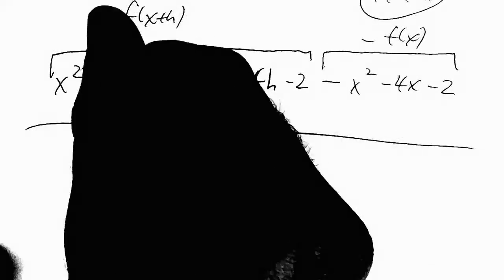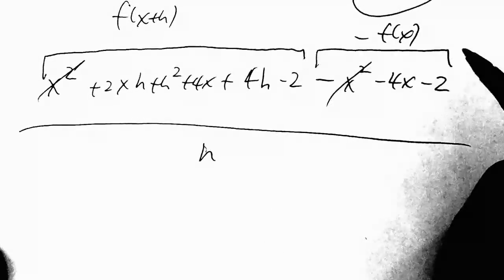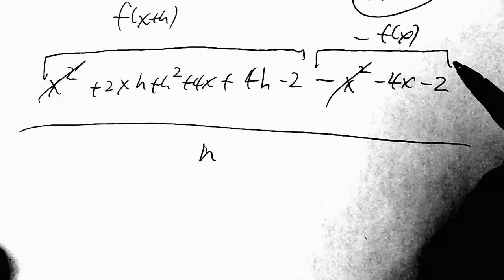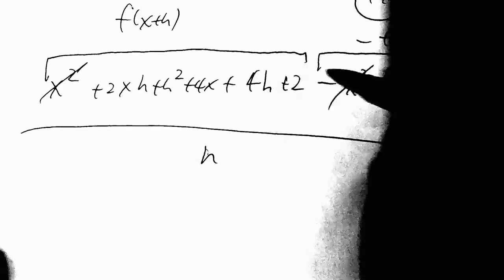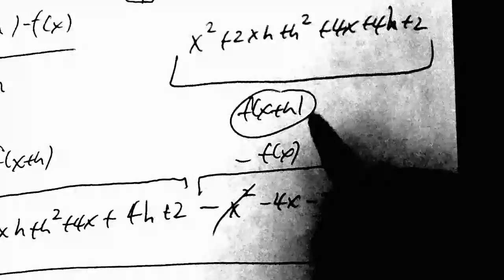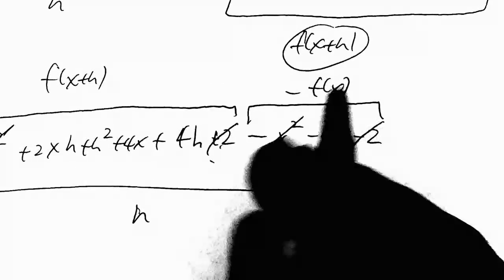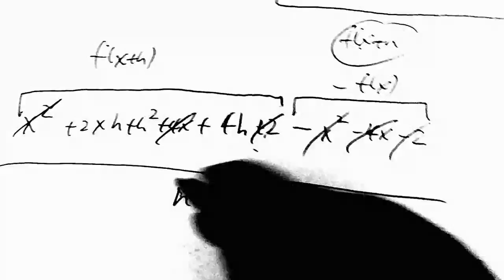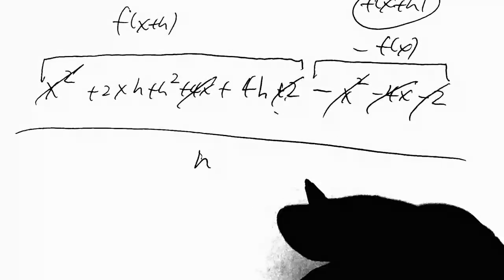Now I'm going to cancel my terms. So this x squared cancels with this x squared. This is a plus 2, my bad. I just forgot to write the plus 2 from here. This plus 2 cancels out with this minus 2. This 4x cancels out with this minus 4x. So things should be canceling. If things aren't canceling, you should go back and check your work.